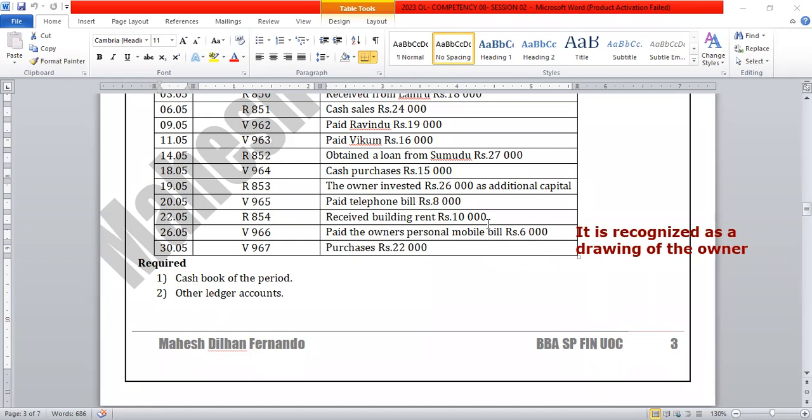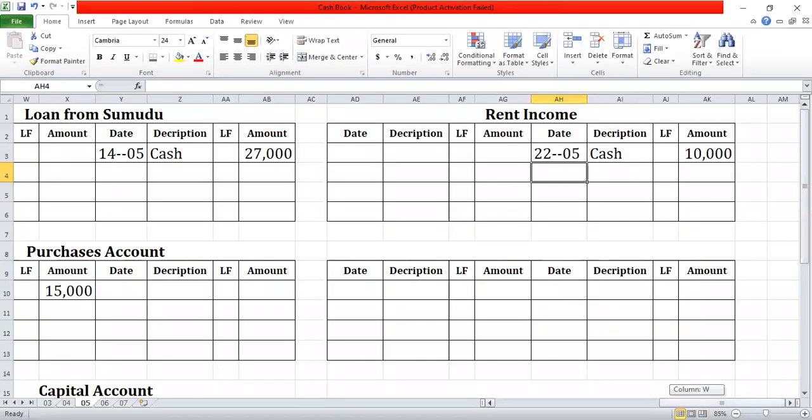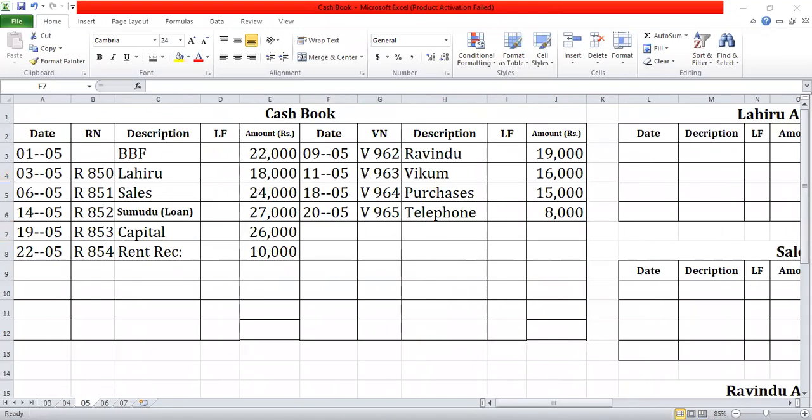Okay, students. Great. Let's record the entry. It's a payment. Credit the cash book. It records every single payment, right? 26th of May, voucher number 966. Description, nothing else but drawings. We have paid 6,000 rupees. Cash book credit 6,000.